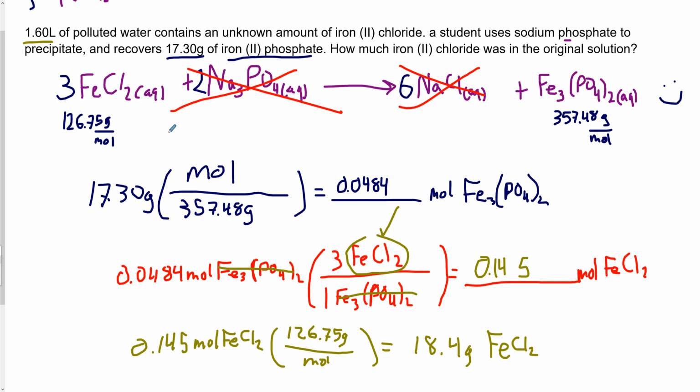We hit it with Na3PO4 to knock out all of the iron. We precipitated it, then we collected and dried the iron phosphate, and we got 17.3 grams of that. And then we were able to use that plus the balanced chemical reaction to go back and solve how many grams were in there. So I hope that helps you guys out.